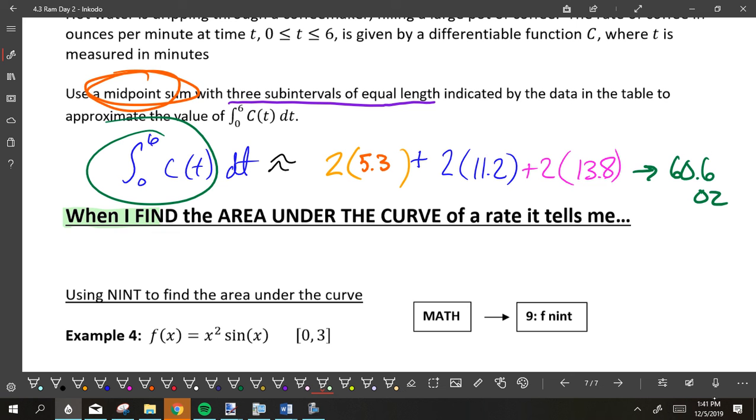When you find the area under the curve of a rate, it tells you what? An amount. It is an integral. It tells you an amount, just like that last one. We took the rate of coffee when we integrated it. When we found the area under the curve, those mean the same thing. We found an amount. That is the amount of coffee in the pot.